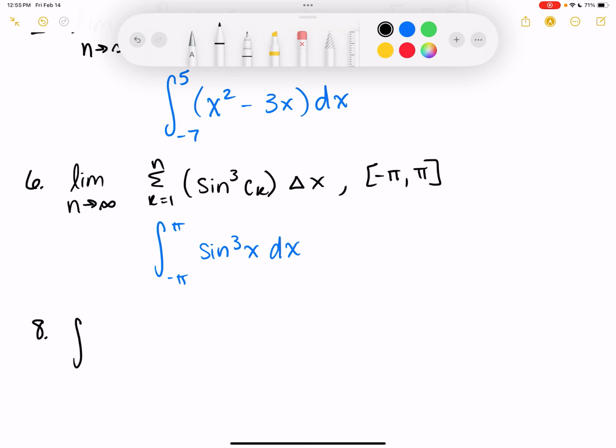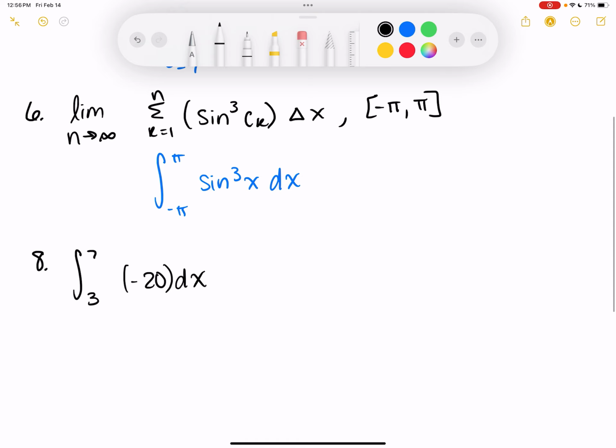All right, number 8. Evaluate the integral from 3 to 7 of negative 20 dx. Do we throw it into the limit thing? No, we don't use limits to do these. So we take the antiderivative of negative 20 dx, which would be what? Throwing it back to see if you remember.